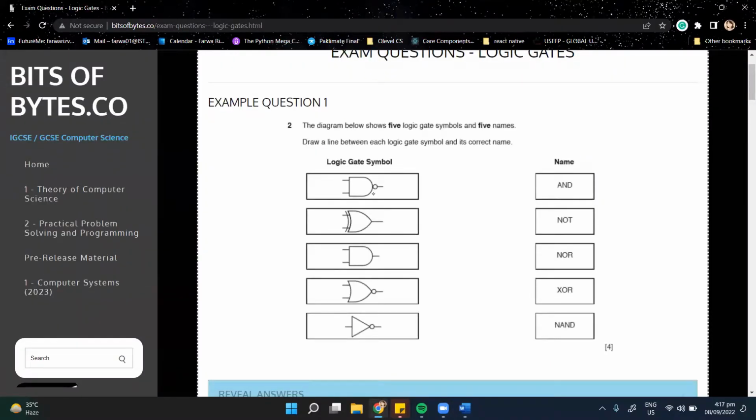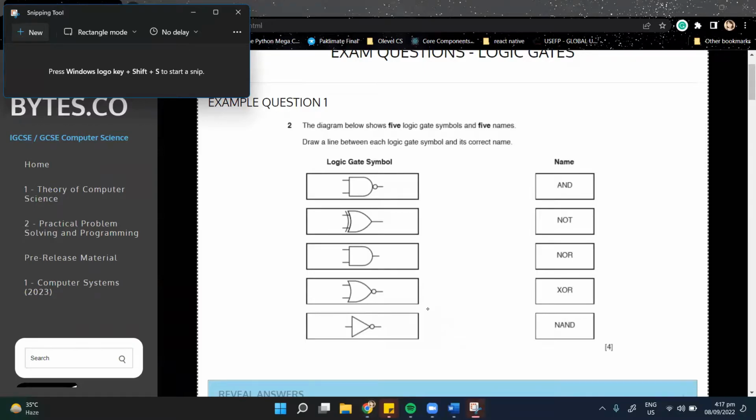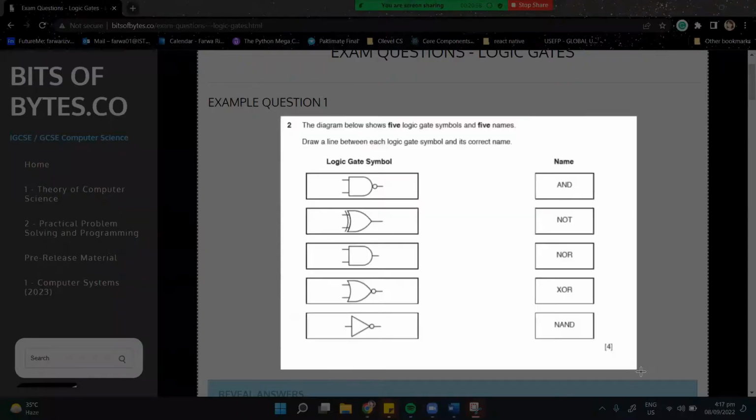They're just basically asking you to match the names of the gates to the symbols. So what's the first one? The first one. Yeah, NAND, I think. Yeah, it's NAND. Let me actually take a picture of this and put this inside the Word file so we can draw it on that easily.